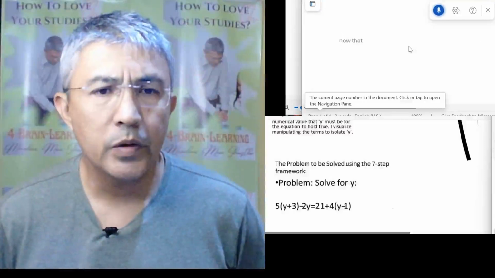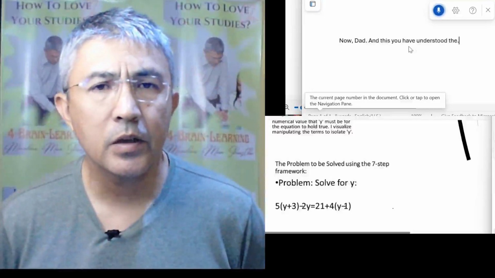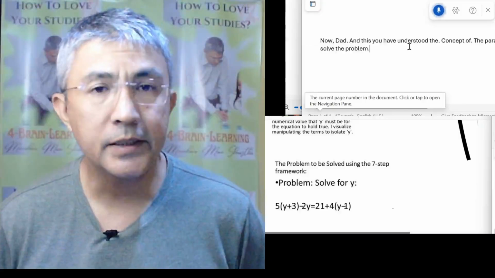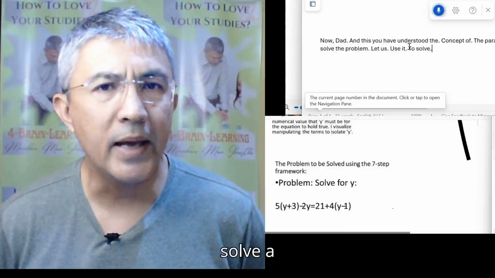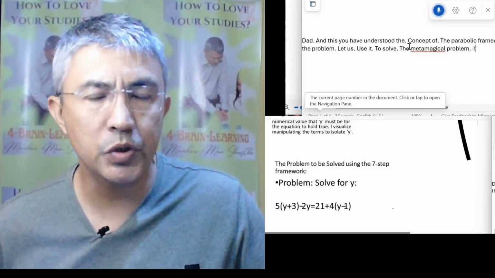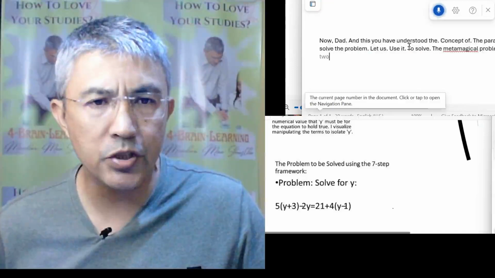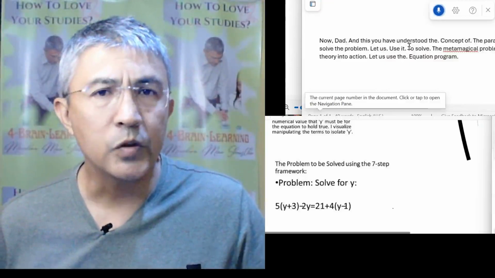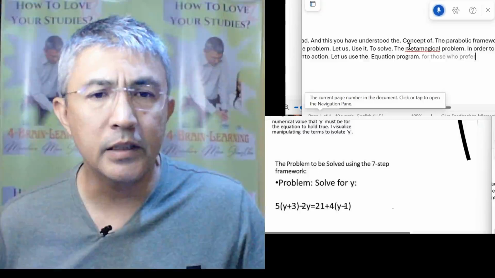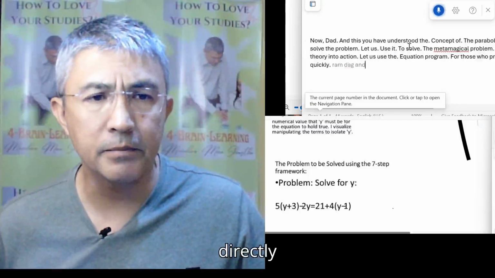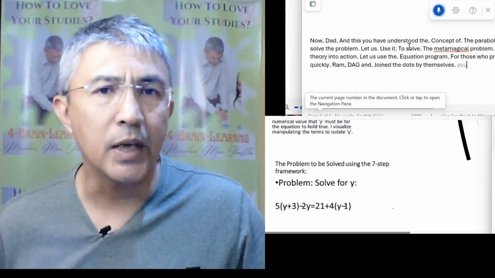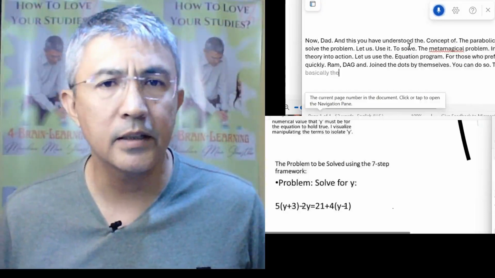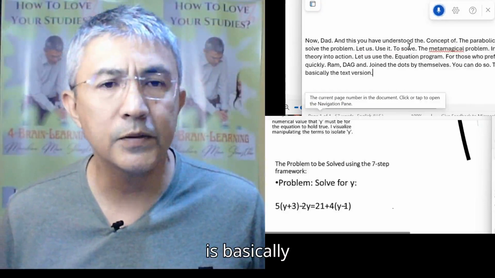Now that you have understood the concept of the parabolic framework to solve a problem, let us use it to solve a mathematical problem. In order to put our theory into action, let us use the equation in the above diagram. For those who prefer to directly read the diagram and join the dots by themselves, you can do so. This section is basically the text version of the diagram.